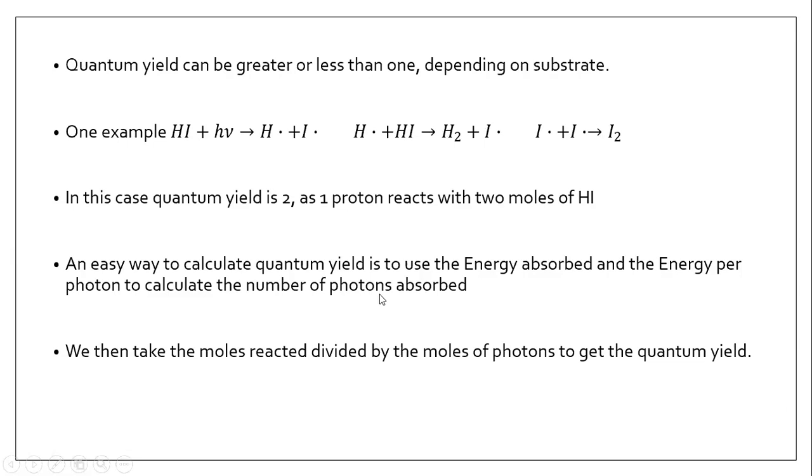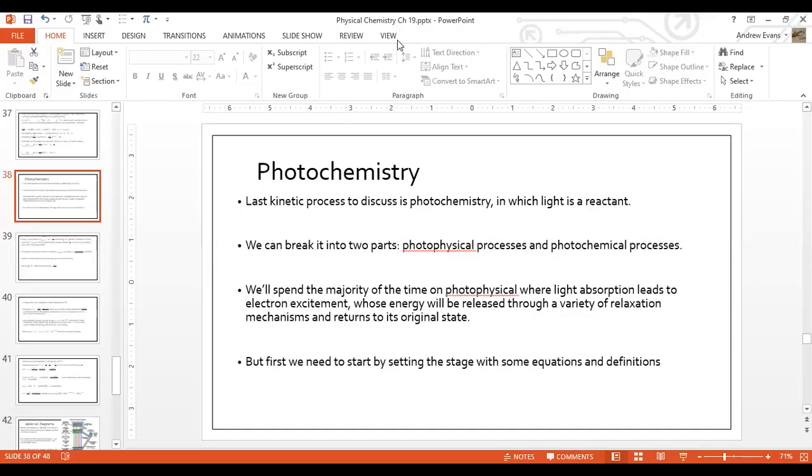So an easy way to calculate quantum yield is to use the energy absorbed and the energy per photon to calculate the number of moles of photons actually absorbed. So we'll take the moles reacted divided by the moles of photons to get our quantum yield. I know that's a hot mess, but that is some of the crazy mechanisms out there. Really got to start looking at some problems in order to put a grasp on this. Depending on what is going on, you can have all variety of mechanisms that you might have to actually consider as you work through this.